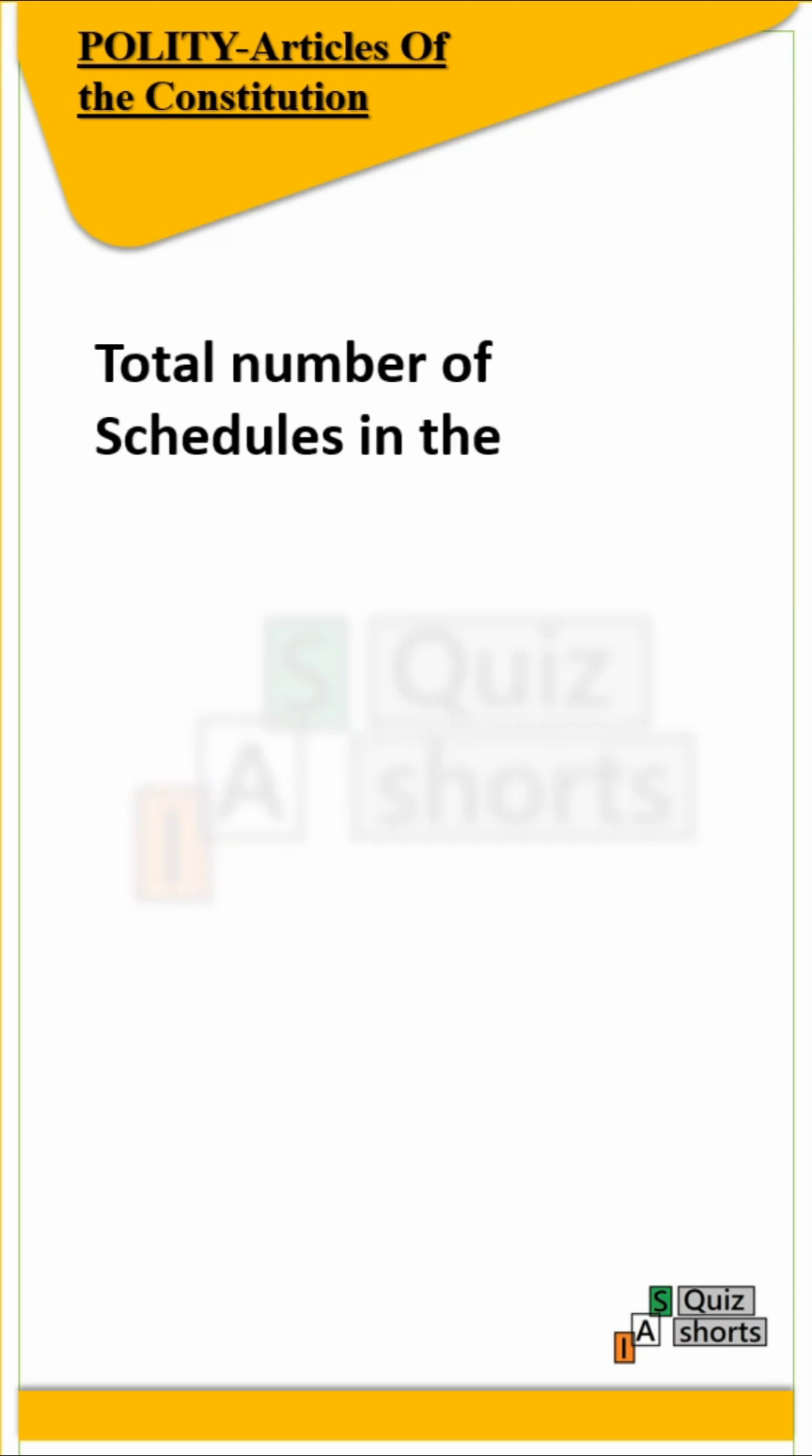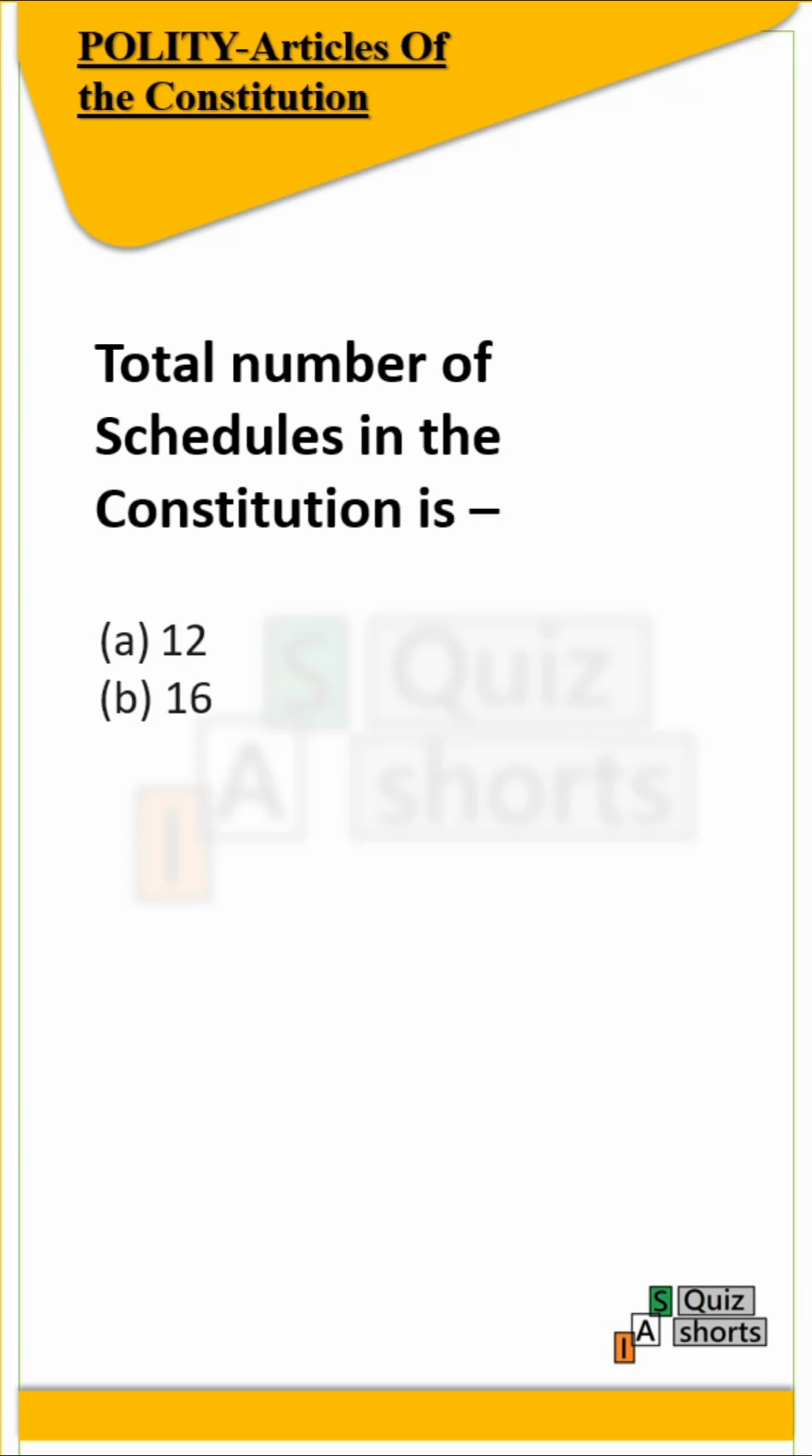The total number of schedules in the Constitution: A 12, B 16, C 8, D 10. Answer is A 12.